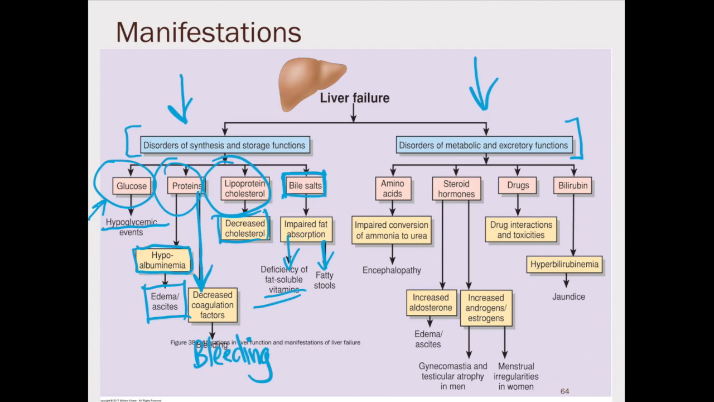So let's look over on the right side here, and we're going to talk about what the liver does in terms of metabolism and excreting things from the body. In terms of amino acids, the most important thing here is that the liver normally takes that ammonia and converts it to urea so that it can be excreted from the body. That's not happening, so we end up with this buildup of ammonia and hepatic encephalopathy.